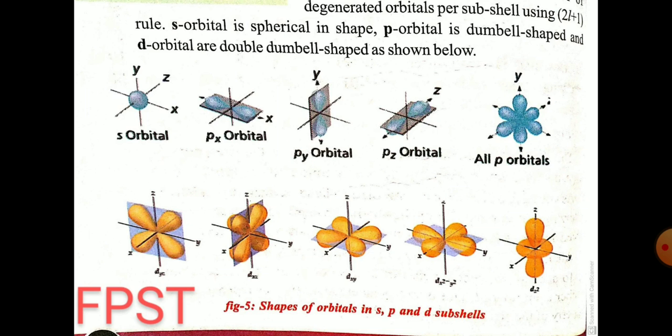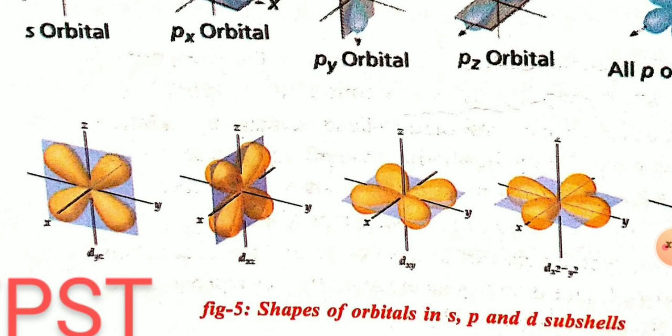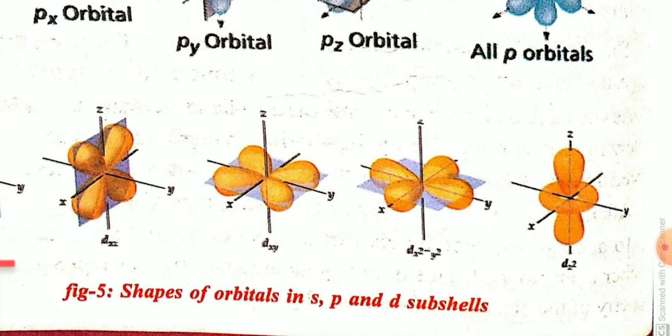For L is equal to 0, ML is 0, that is the 3s orbital. For L is equal to 1, there will be 3 ML values, -1, 0, +1: 3px, 3py, 3pz. And for L is equal to 2, in the third orbit, there will be 5 ML values. For the L is equal to 2 subshell, that is the D subshell, they are, here we can see them, dyz, dxy, dxz, dx square minus y square, dz square.